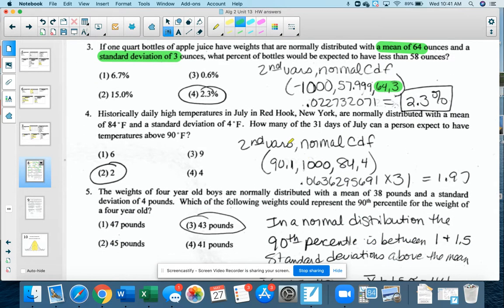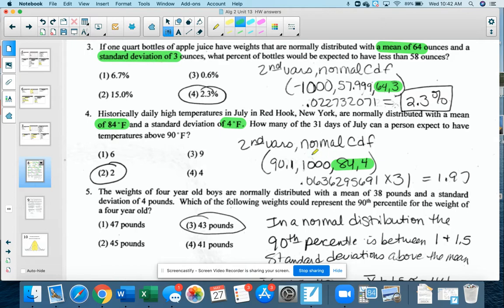Historically, daily high temperatures in July in Red Hook, New York are normally distributed with a mean of 84 and a standard deviation of 4. How many of the 31 days of July can a person expect to have temperatures above 90? So 90 is my lower number, actually 90.1. My upper number is 1,000. Not that it would get that high, but there is no ending number. So I'm just going to use 1,000 for that upper number. My mean is 84. My standard deviation is 4.